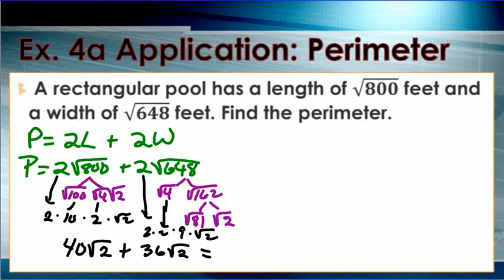Radicals are the same, so I can add them. 40 plus 36 gives 76 times the square root of 2. And the perimeter would be in units of feet.